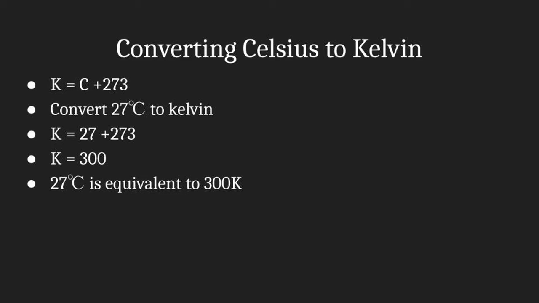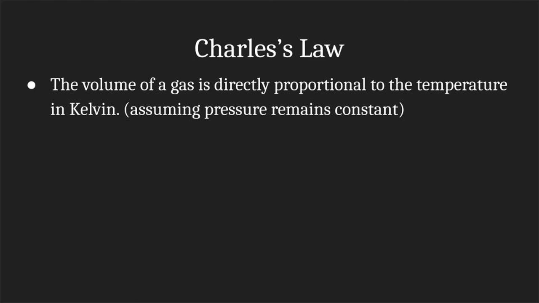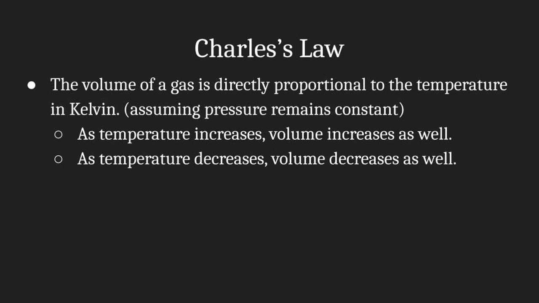And if we were doing a question with it, we would use the 300 Kelvin instead of the 27 degrees Celsius. With that out of the way, we can now start discussing Charles's Law, which states that the volume of a gas is directly proportional to the temperature in Kelvin, assuming that pressure remains constant. So as temperature increases, volume will increase as well. If temperature decreases, volume will decrease.